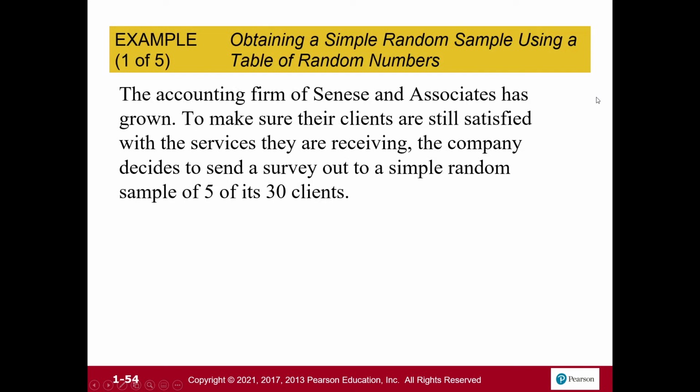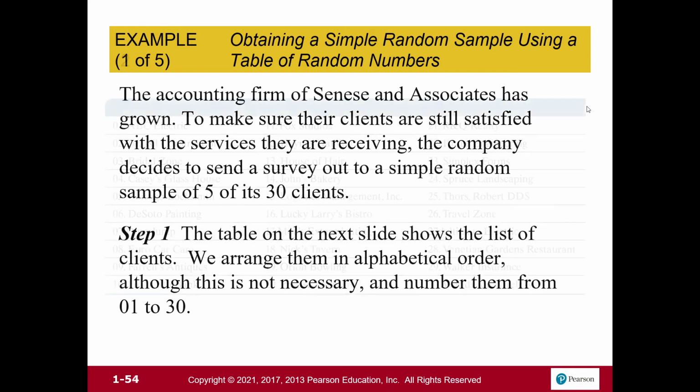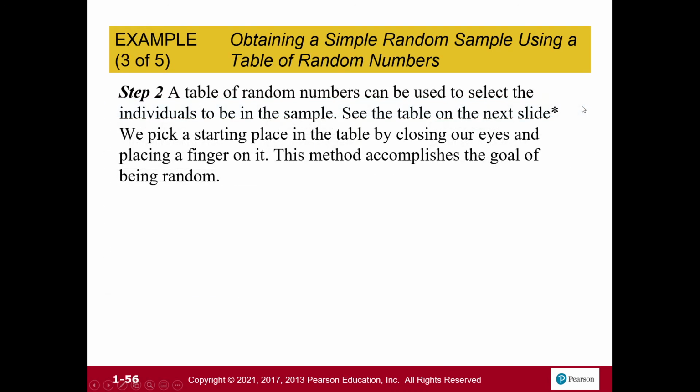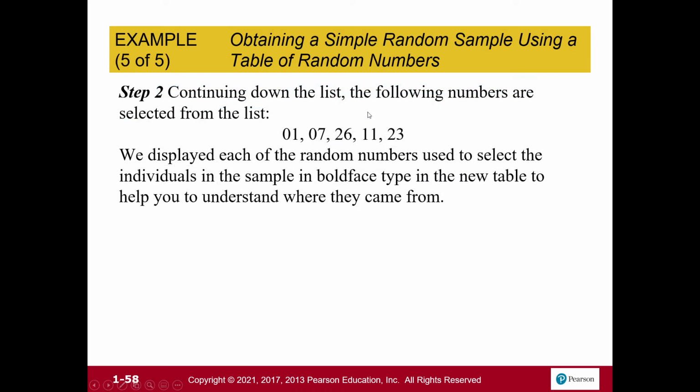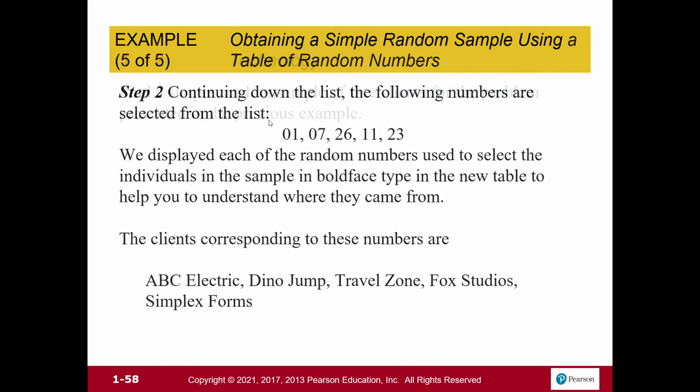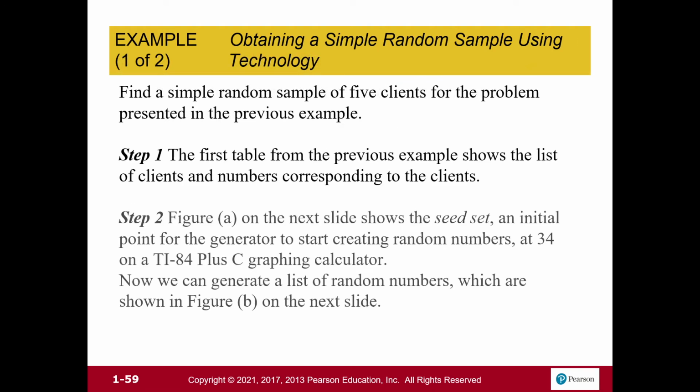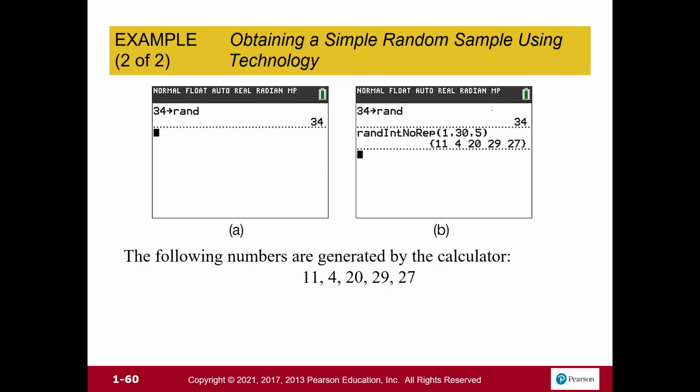This is just an example of obtaining an SRS using a table of random numbers. There are many different techniques to do it. Even our calculator has random number functions and things like that. Here's another list, where they're saying that you can use technology to generate random numbers if you wanted to.